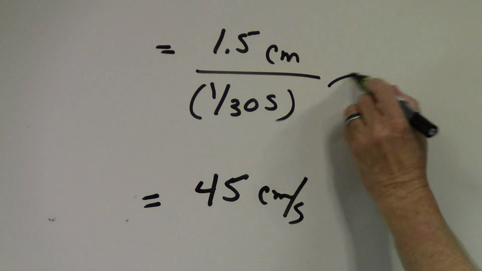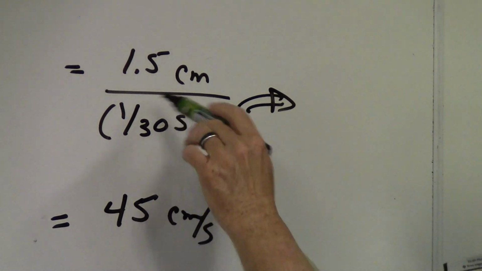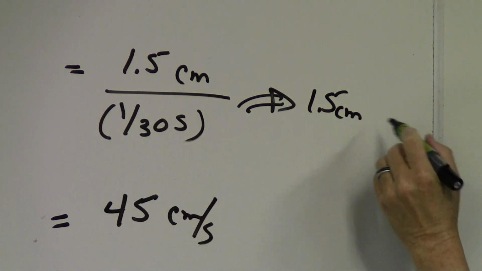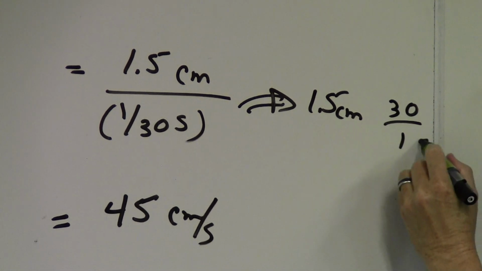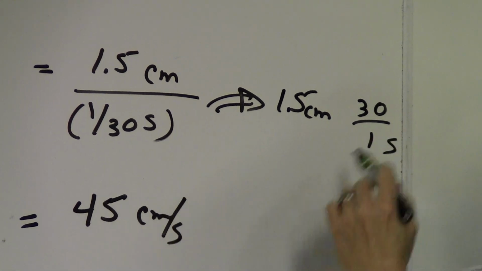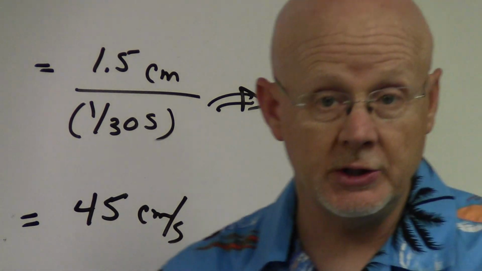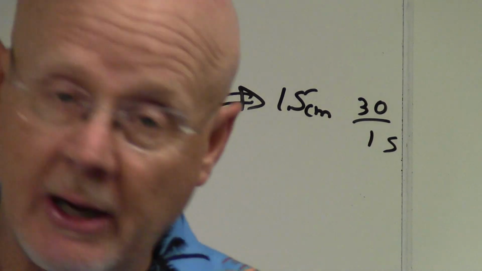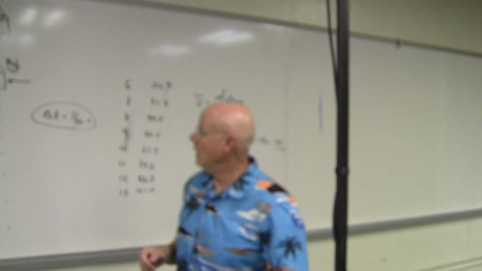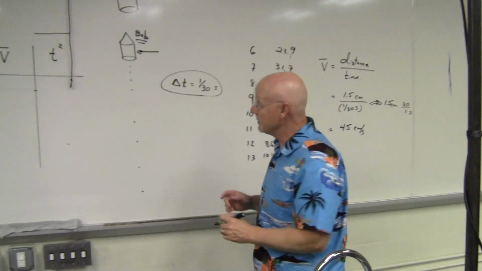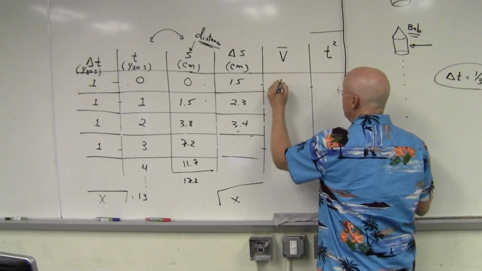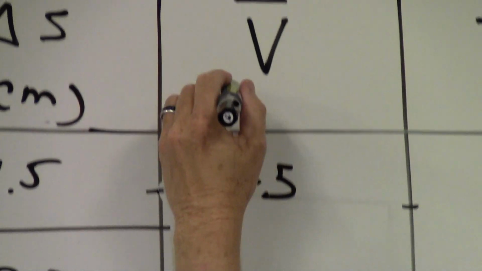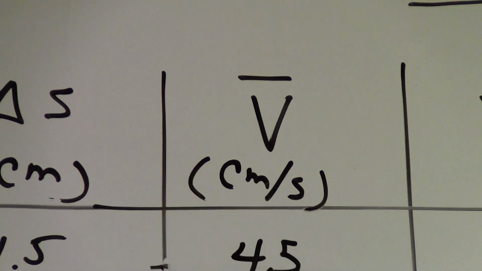You could even simplify this before you even get out your calculator and flip and multiply. So this becomes 1.5 centimeters, and when you flip it, you get 30 over 1, like that. And so you just can multiply instead of divide if you wanted just to simplify your fraction before you jump into it. But either way, I don't care how you do it. You got your calculator in front of you. Go ahead then and get that number. So here's what this would say. I would put a 45 here. And of course, this would be centimeters per second.